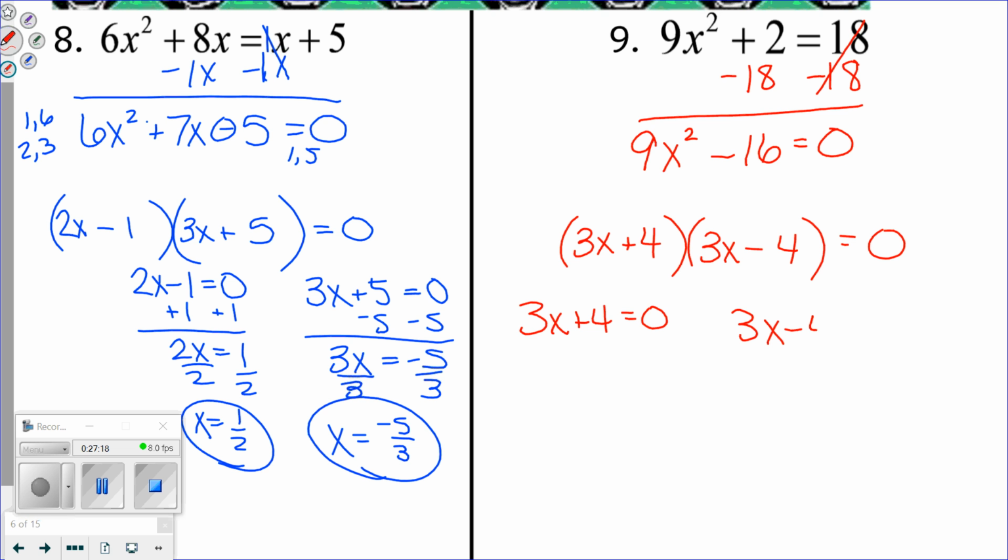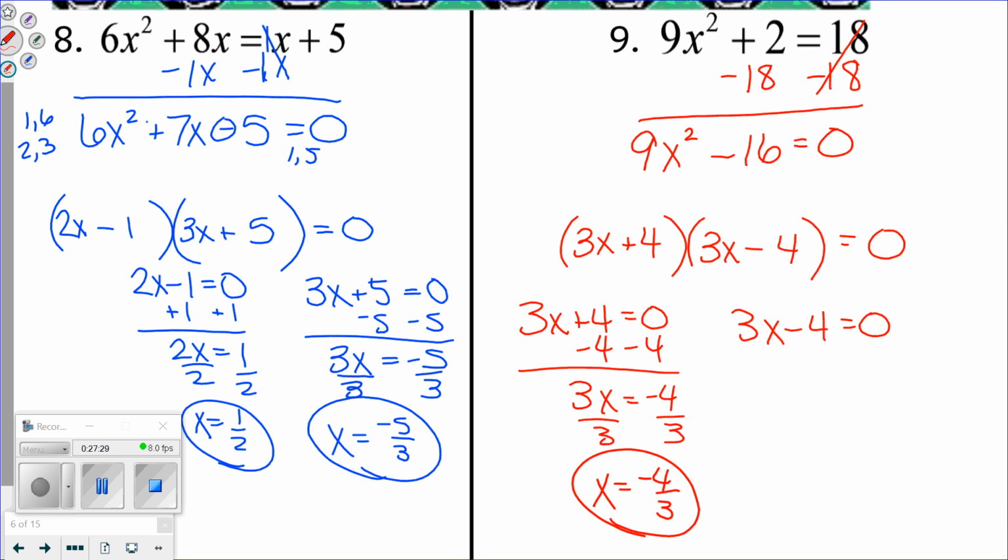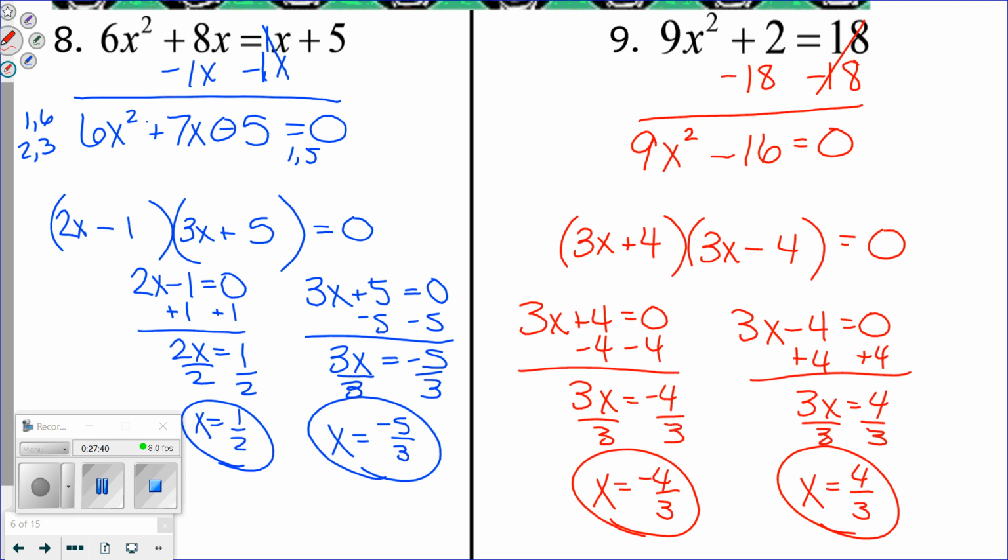And solve. So subtract 4. Divide by 3. So we get x equals negative 4/3. Add 4. Divide by 3. x equals a positive 4/3. And we're done.